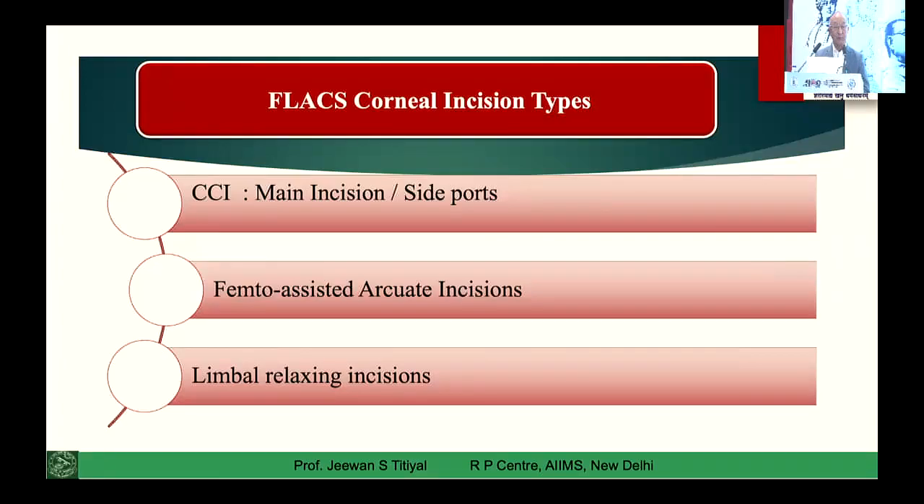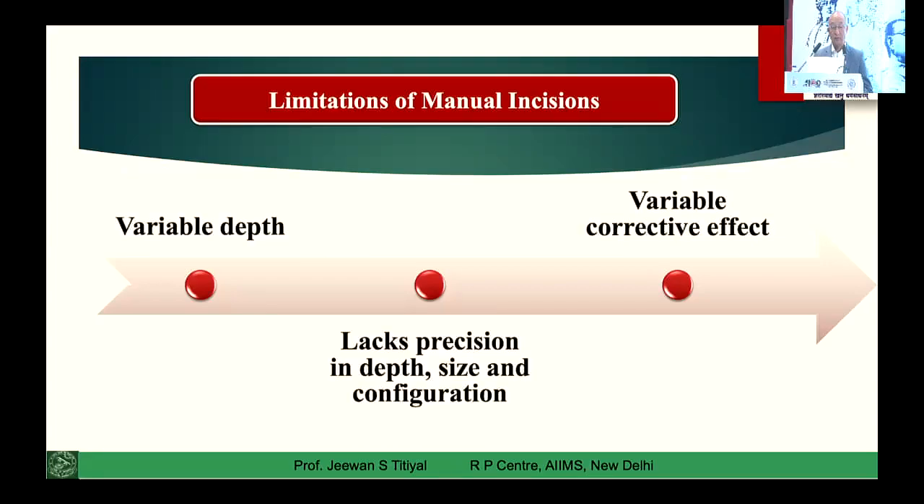So if you look into femtosecond laser devices, it gives you various options. One is your main incision and side port, which is routinely required for all your cases. Along with that, you can also correct the corneal astigmatism. So you can do arcuate incisions, you can do a limbal relaxing incision also. Though I would say today LRIs are not in that practice for most of us, but sometimes we still do arcuate keratotomy in these patients also.